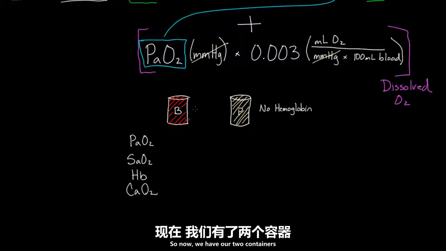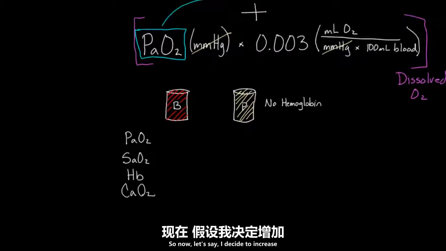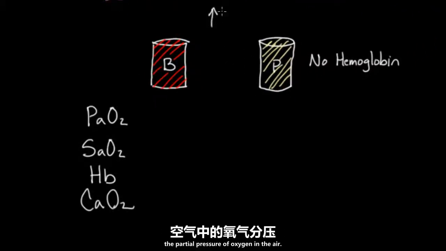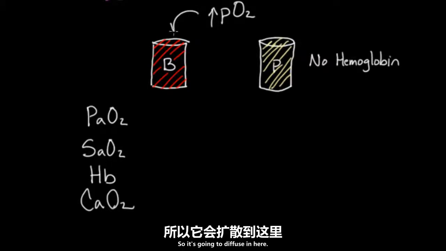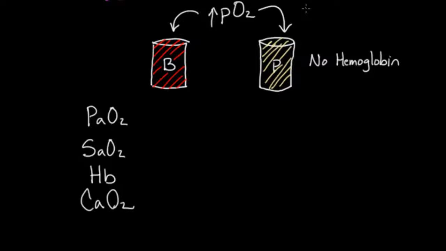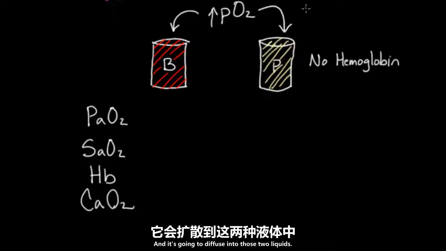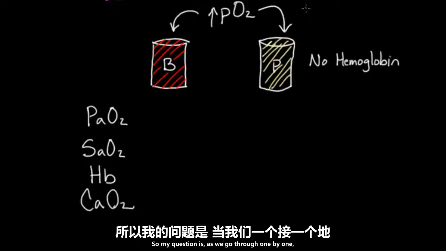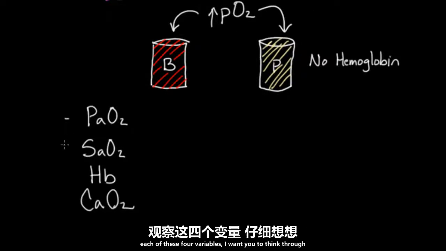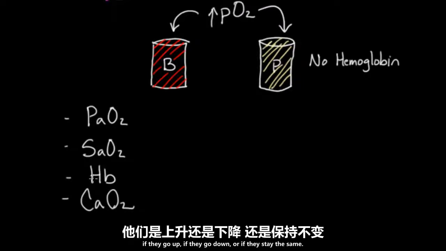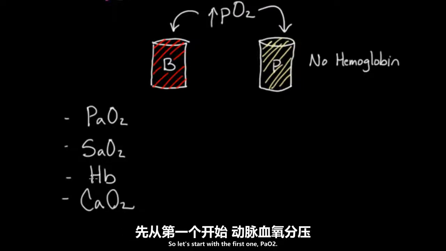So now we have our 2 containers full of plasma and blood. So now let's say I decide to increase the partial pressure of oxygen in the air. So it's going to diffuse in here, and it's going to diffuse in here. So I increase the partial pressure of oxygen in the air, and it's going to diffuse into those 2 liquids. It's going to dissolve into those liquids. So my question is, as we go through one by one each of these 4 variables, I want you to think through if they go up, if they go down, or if they stay the same. So let's start with the first one, PaO2.